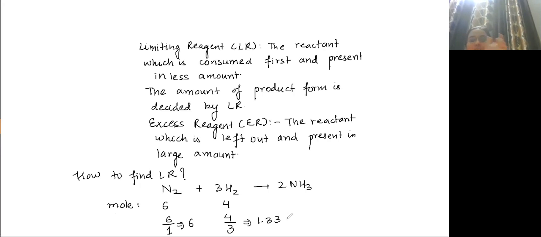So divide the given mole by stoichiometric coefficient, and the one which gets the lesser number will be LR. In this case, the number that is less is for H2. H2 is 1.33, N2 is 6. So in this case, LR is H2 and ER is N2. And how many moles of NH3 is formed will be decided by H2, not by N2.